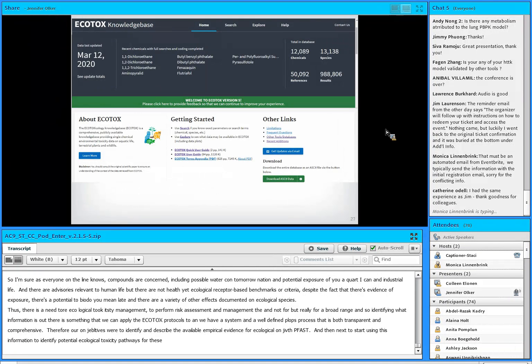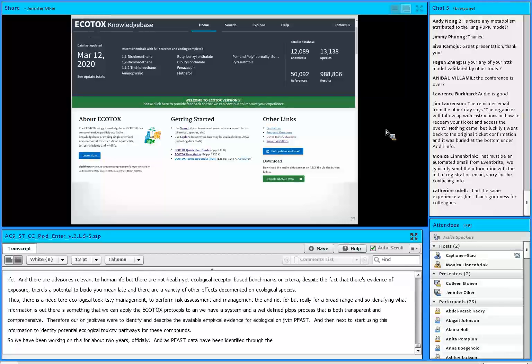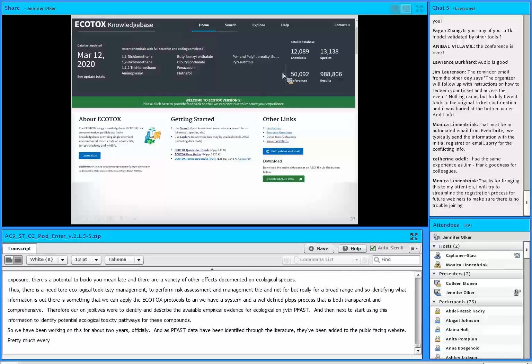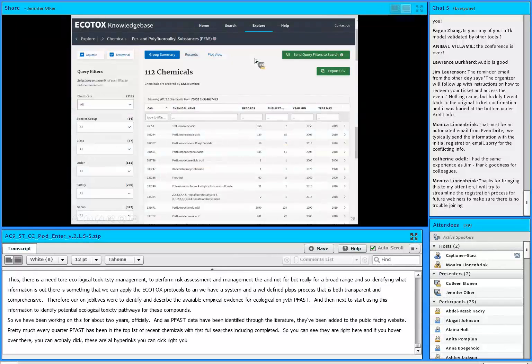So we have been working on this for about 2 years officially, and as PFAS data have been identified through the literature, they've been added to this public-facing website. Pretty much every quarter, PFAS have been included in this top list of recent chemicals with first full searches and coding completed. So you can see that they are right here, and if you hover over there, you can actually click. These are all hyperlinks. You can click right out to explore the data that are available. So we'll do that just as a quick demo.